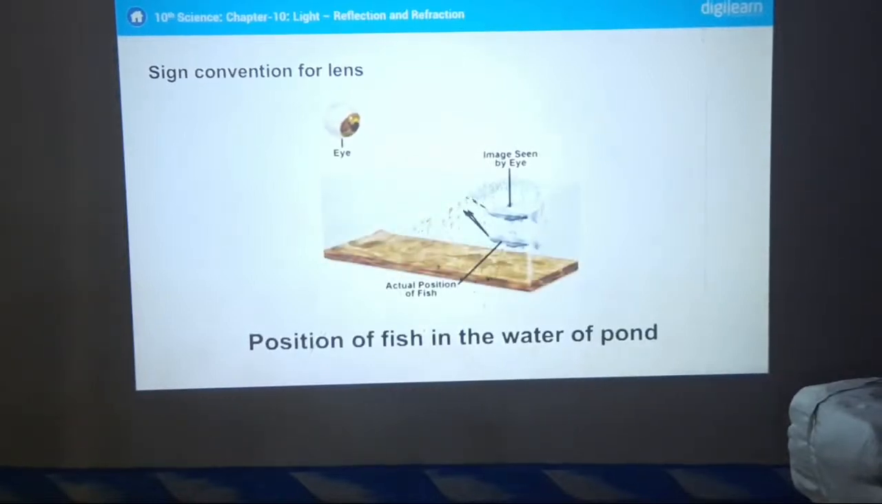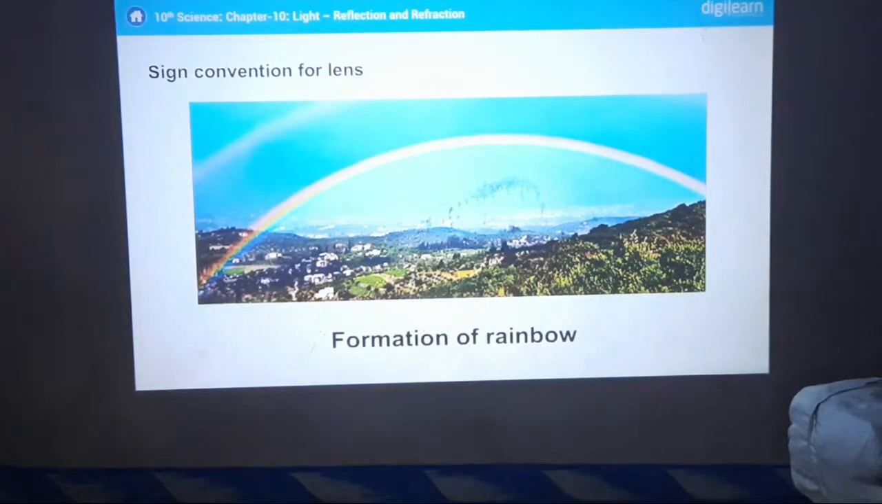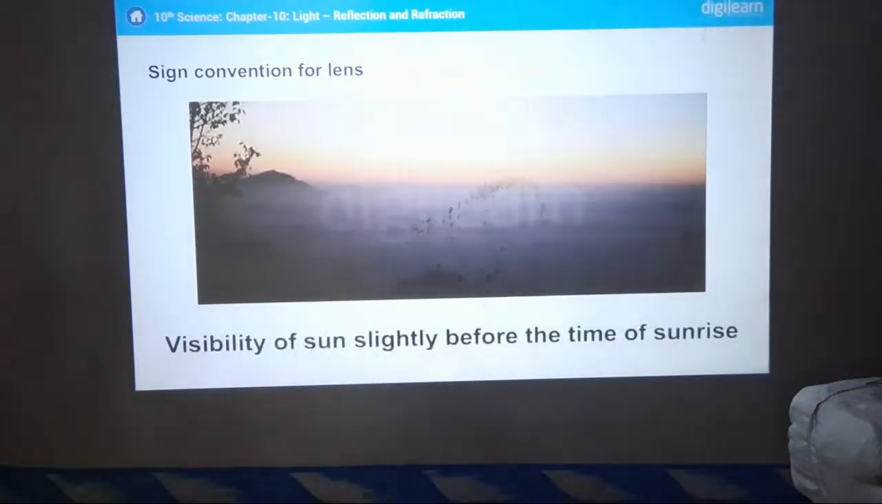Position of fish in the water pond. The ray coming from the fish in the pond bends away from the normal to the incident. We see the emergent ray, which makes the fish appear slightly above its position. Formation of rainbow. A rainbow is formed just after the rain. When a ray of light travels through droplets of rain, it is scattered into its constituent 7 colors and forms a rainbow in the sky. Visibility of sun slightly before the time of sunrise.